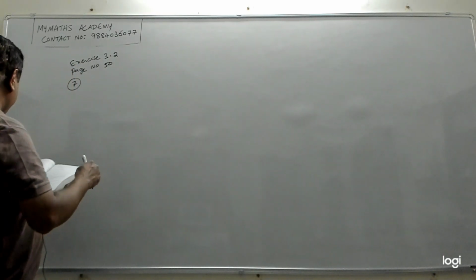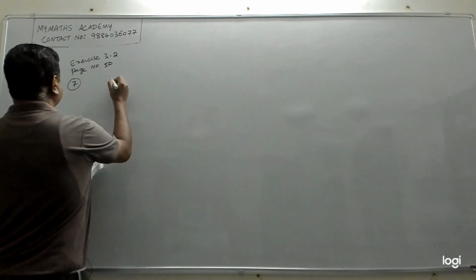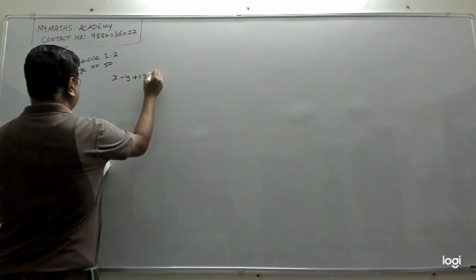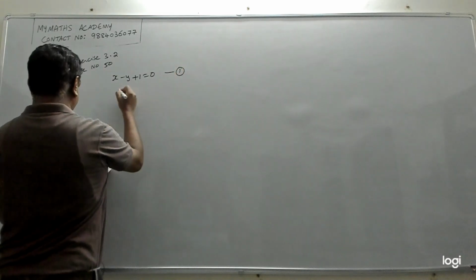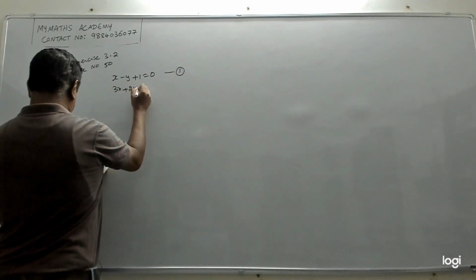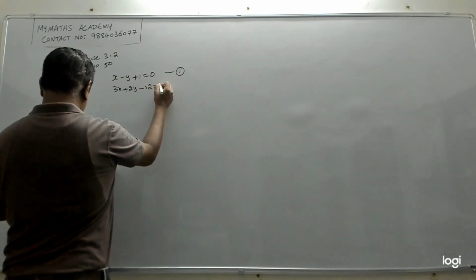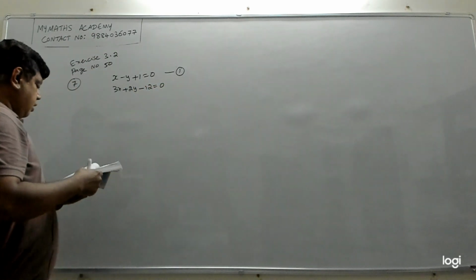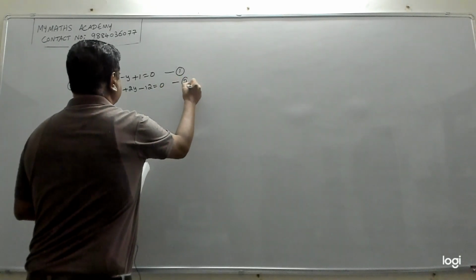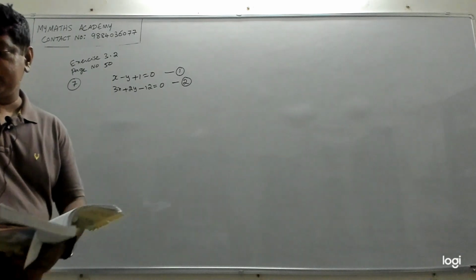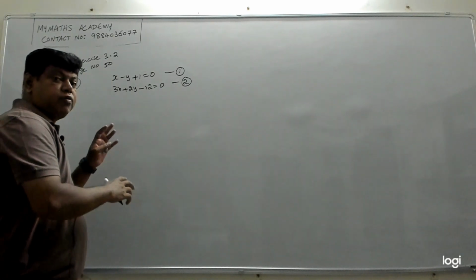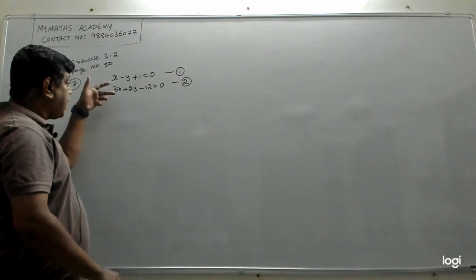So what we need to draw? We need to draw the graph for the two equations. The two equations are x minus y plus 1 equal to 0. This is one equation. The second equation is 3x plus 2y minus 12 equal to 0. Then we have to draw the graph for these two linear equations in two variables, and then we need to find the vertices of the triangle formed by these two lines and x-axis.